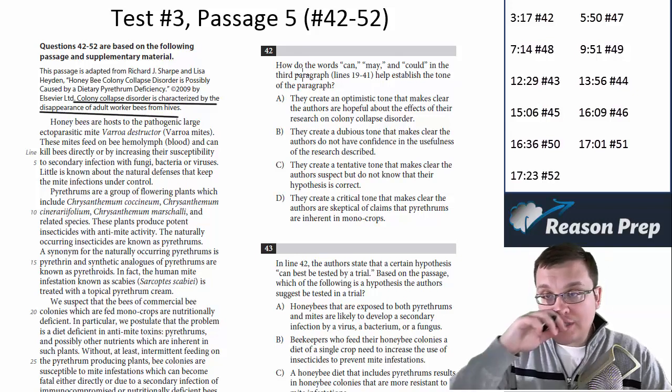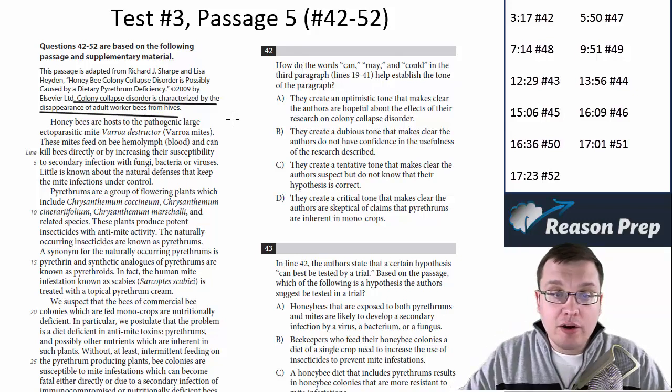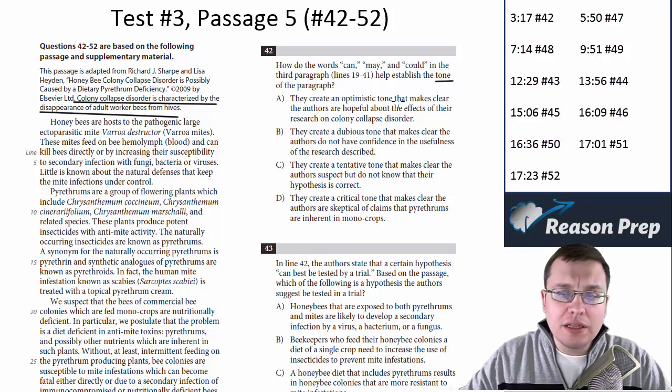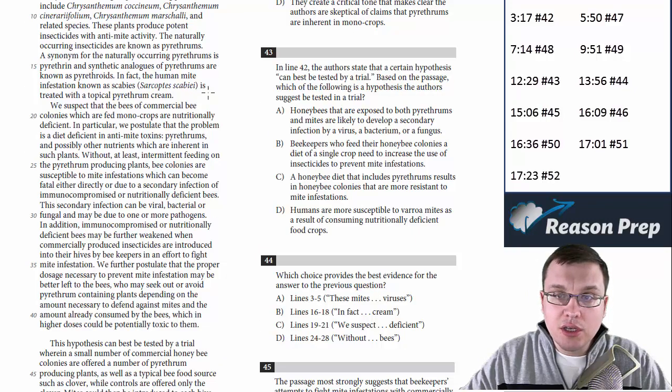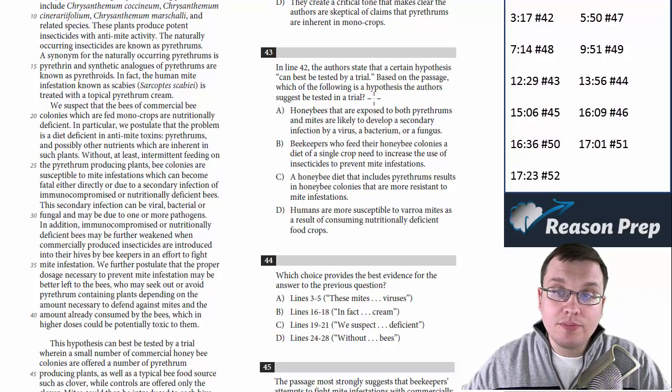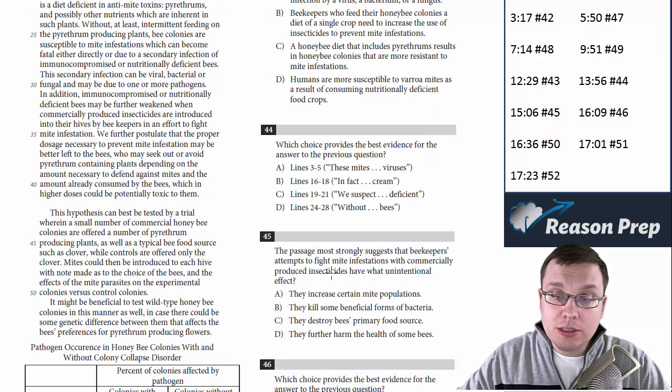So how do the words can, may, and could in the third paragraph help establish the tone of the paragraph? Got a tone question here. This one's a little bit late in the passage. 43 is about line 42, though it's then also based on the passage, so it might be quite general. It's also actually followed up with a part 2 question.